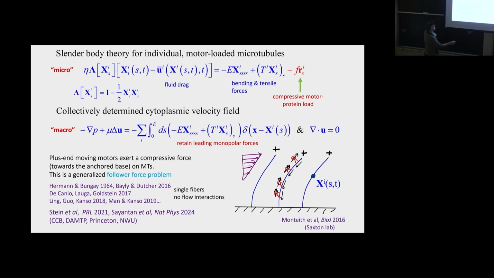And then if you retain what are called monopolar forces, which are the leading order forces in the way things will communicate to each other through the fluid, it says that the flows, so that's the micro problem, the flows macroscopically are produced by summing up all the internal mechanical forces and using them to force the Stokes equation, plus any boundary conditions, like no slip or if they're attached to something else that you need to do.